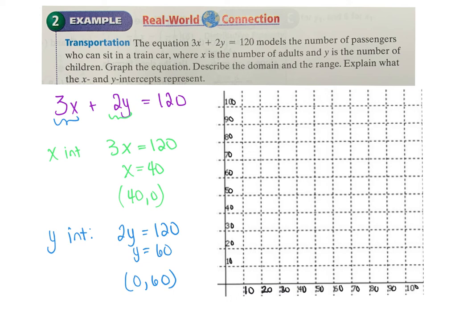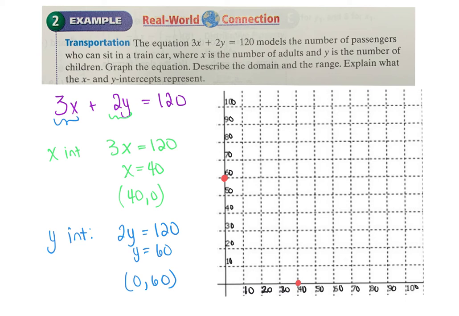All right. So I'm just going to put the intercepts where they belong. I'm going to put my y-intercept at 0, 60, which is going to be right here. And I'm going to put my x-intercept at 40, 0, which is right here. All right. And then I'm going to connect these two dots for my graph.